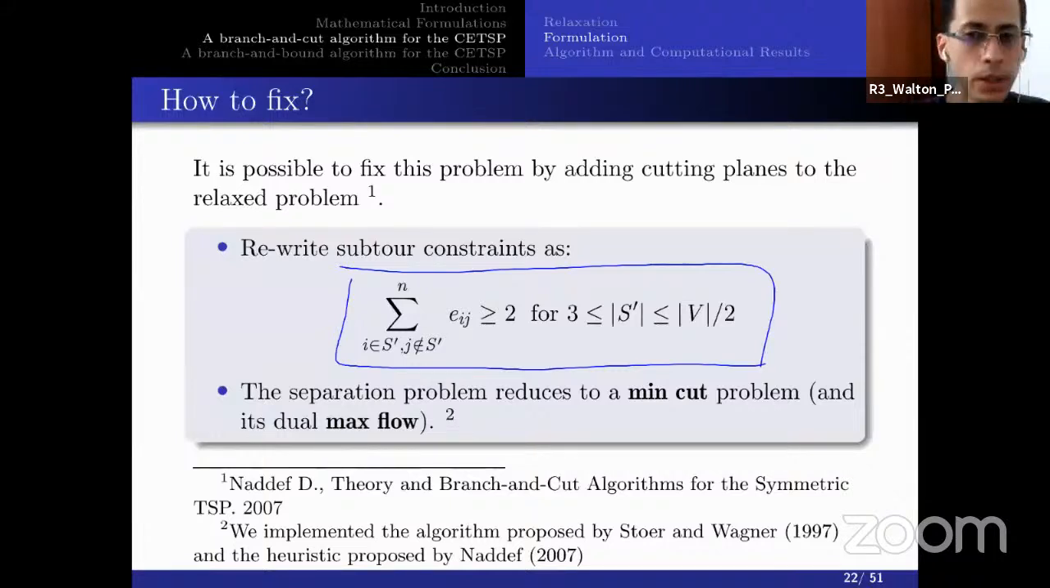And actually finding the right constraints here, we call this the separation problem. This problem is reduced to a min cut problem, and its dual max flow, which are very, very well known in optimization as well. So I have broken down my very complicated problem into a series of simpler ones.